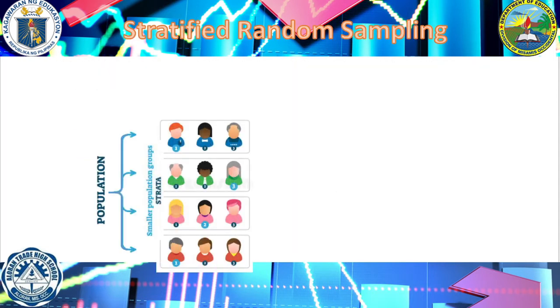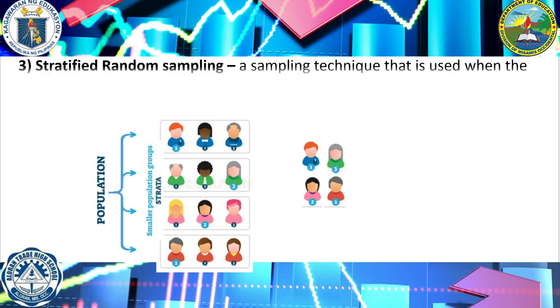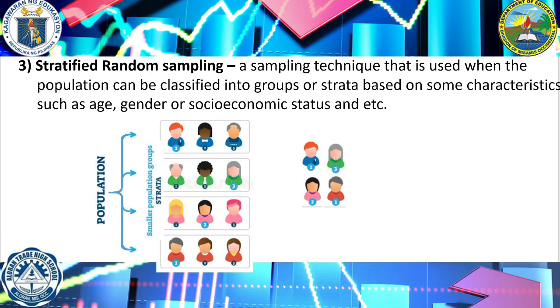Next is stratified random sampling. Here, from a given population, we grouped our population into smaller population groups known as strata. So if we choose one from the blue team and then followed by the green team and a representative from the pink team, and lastly, a representative from the red team. If you notice, each member of the strata has a representative for the sample. This is called stratified random sampling, a sampling technique that is used when the population can be classified into groups or strata based on some characteristics such as age, gender, or socioeconomic status, and many others.